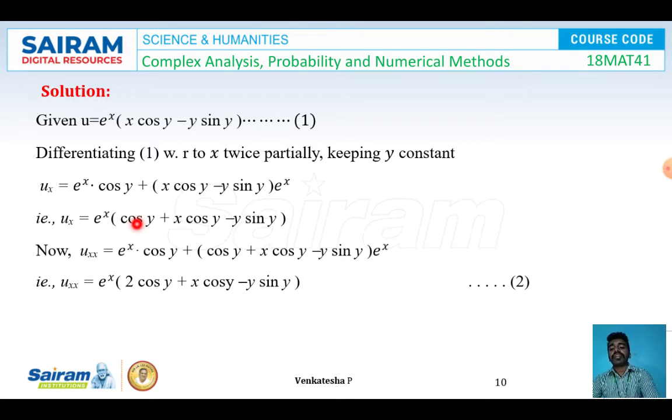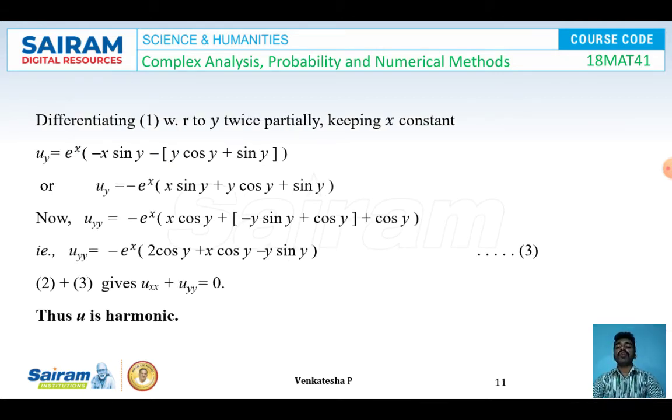So differentiating the function with respect to x twice, again with respect to x treating y constant. So same, again I'm going to use the product rule, keeping e power x as it is, differentiating this expression with respect to x. So cos y will become 0, minus y sin y will become 0, x will become 1, only cos y I got. Next, keeping this complete term as it is, differentiating e power x, I got e power x only. So I got u double x is equal to e power x cos y plus (x cos y minus y sin y) into e power x. So taking e power x common factor, I got u double x is equal to e power x [2 cos y plus x cos y minus y sin y]. Call this equation as equation number 2.